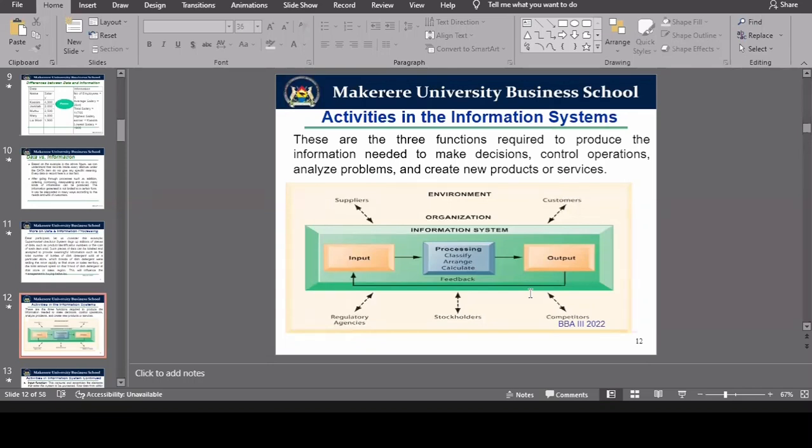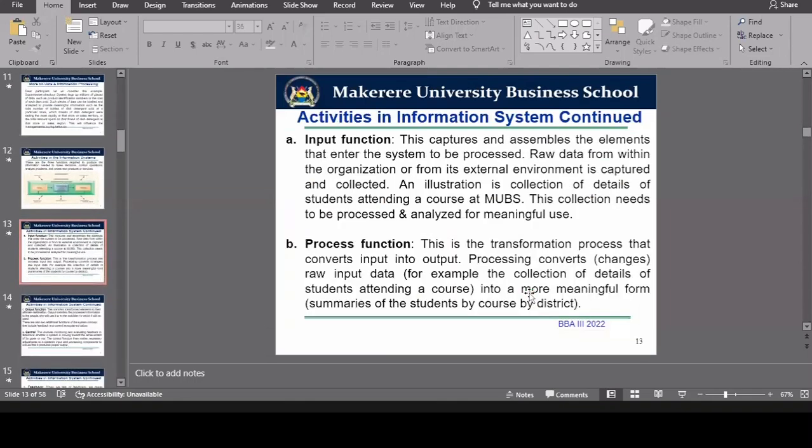So basically, that is it. In the input function, it captures and assembles the elements that enter the system to be processed. What we've collected from everywhere, suppliers, customers, the environment, competition, whatever you want to call it. When we assemble those elements together for processing, that is done at the input function. That is where we have raw data from within the organization or from its external environment, and that is where it is captured and collected.